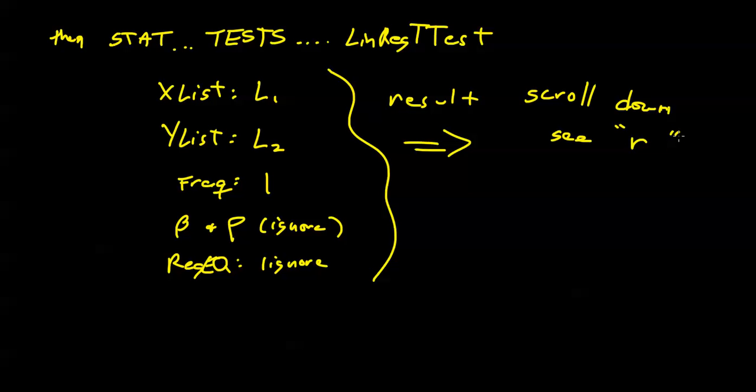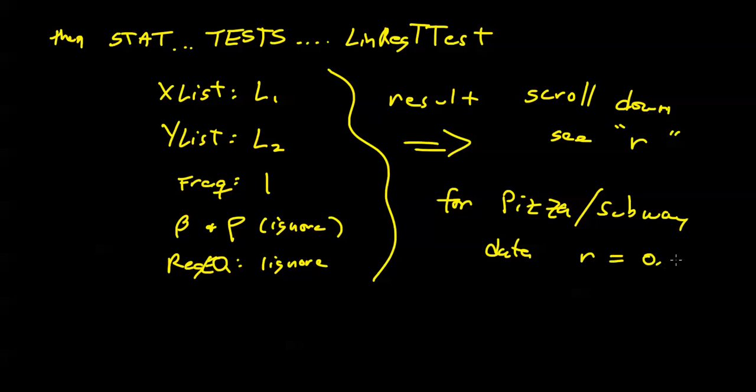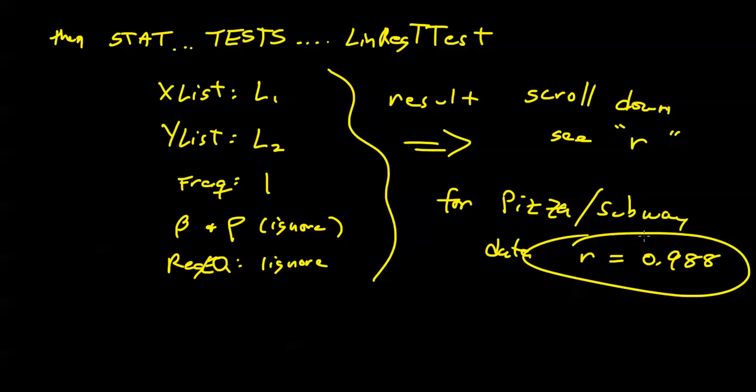R is what it's all about for establishing correlation. All right, for our pizza and Subway data, we get an R value of 0.988, and if you take a look at that data, you might guess that there is a strong positive correlation, and you can't get much stronger than 0.988. Again, 1 is what they call a perfect linear correlation, so almost a perfect linear correlation here.